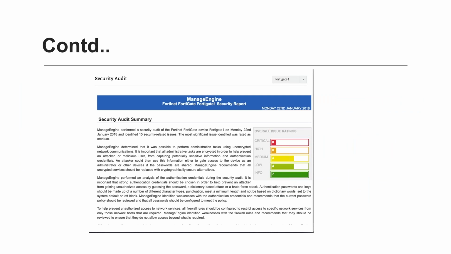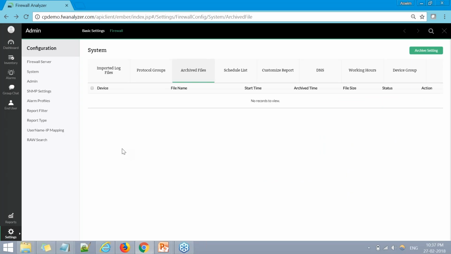We also provide an out-of-the-box security audit report, which is a generic security audit report and helps you to face any type of audit. This section gives you an idea about what the loophole in the network is and what can be a solution. So what's the finding, what can be a solution, and what will be the impact. So let's see how this works in Firewall Analyzer.